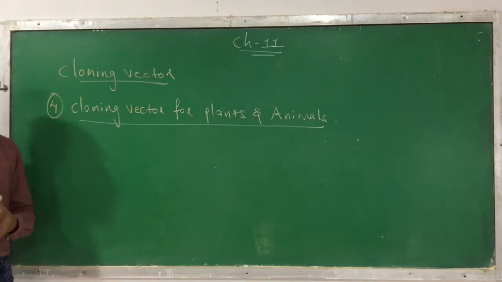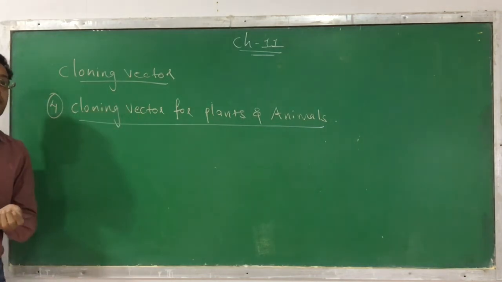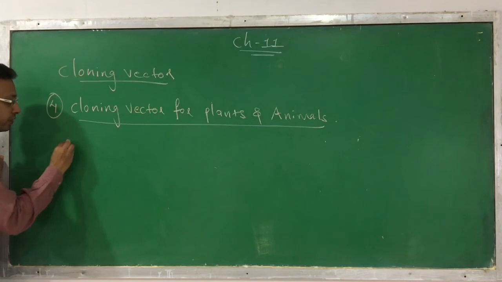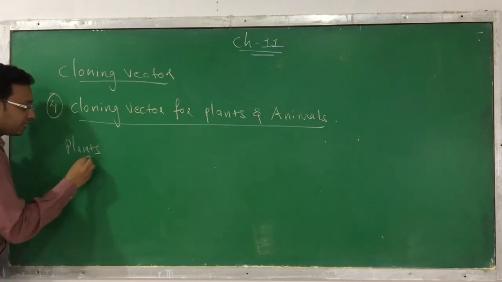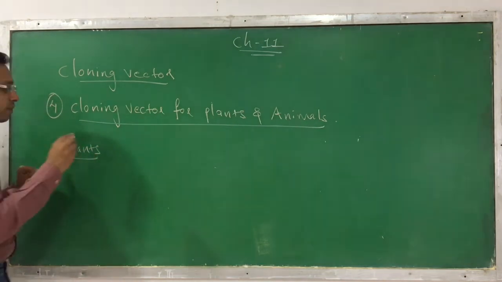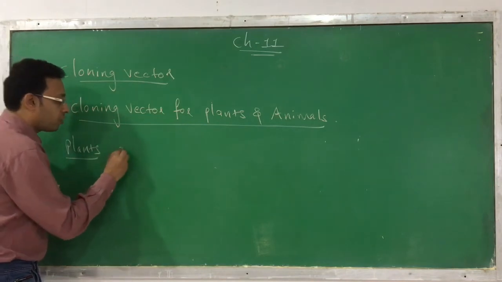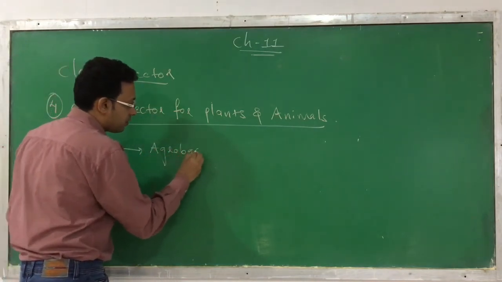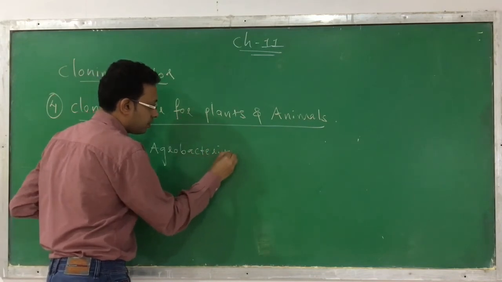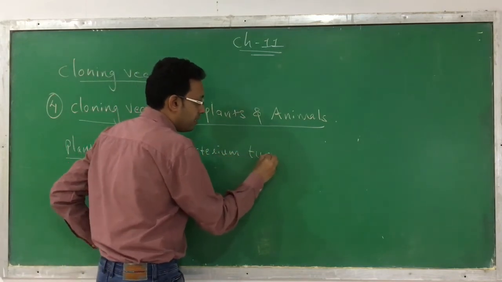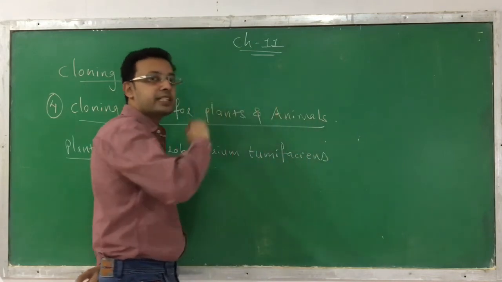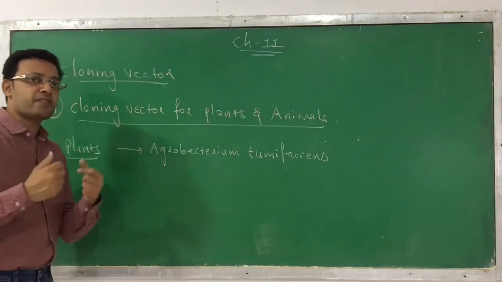We have learned this cloning vector phenomenon from the viruses. I will explain with the example of plants. In plants, there is a disease caused by a bacterium. Here it's a bacterium in the case of plants, and in the case of animals it is a virus. But we have learned this phenomenon from the viruses.